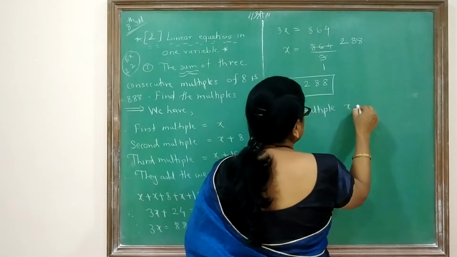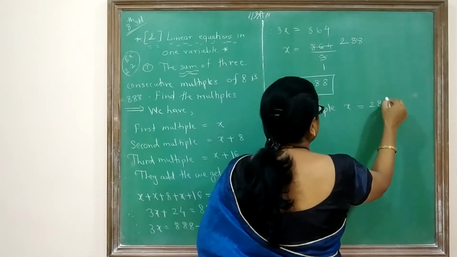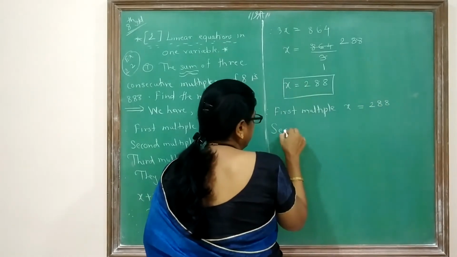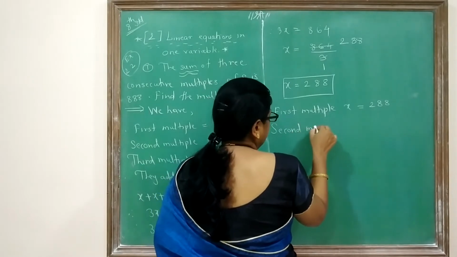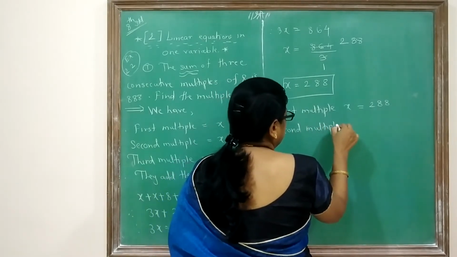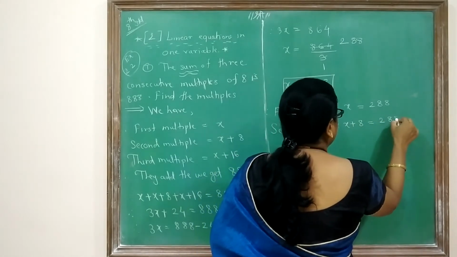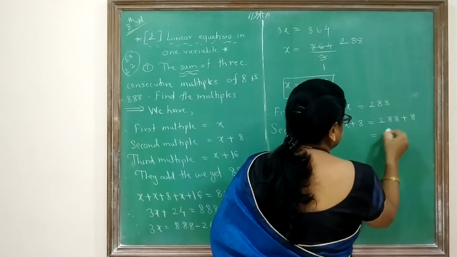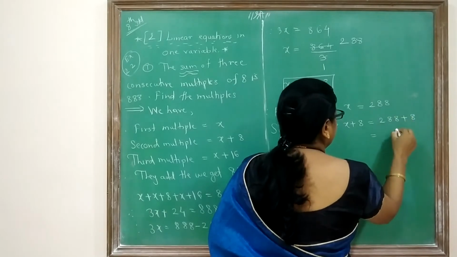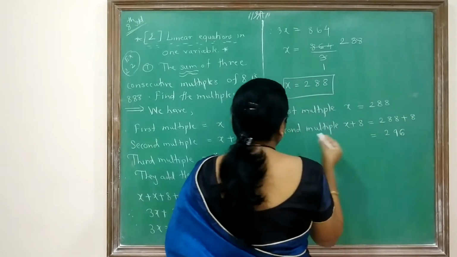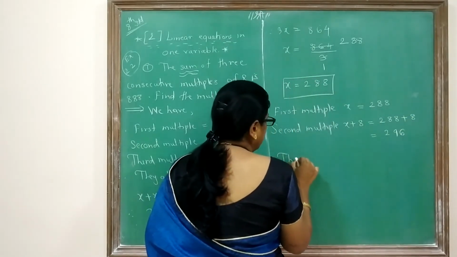The first multiple is x equal to 288. The second multiple is x plus 8 equal to 288 plus 8. That is 8 plus 8 is 16, then 1, then 9, then 2. That is 296.